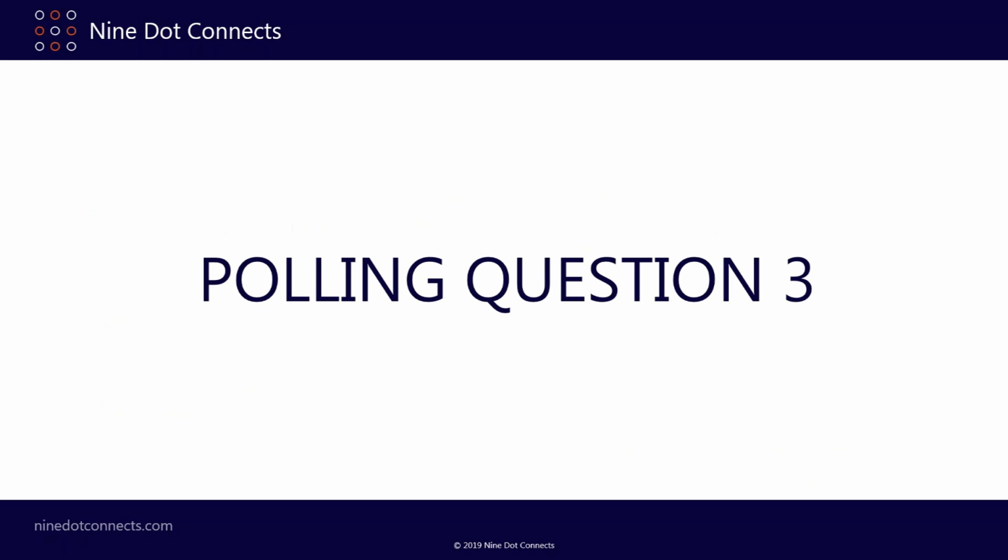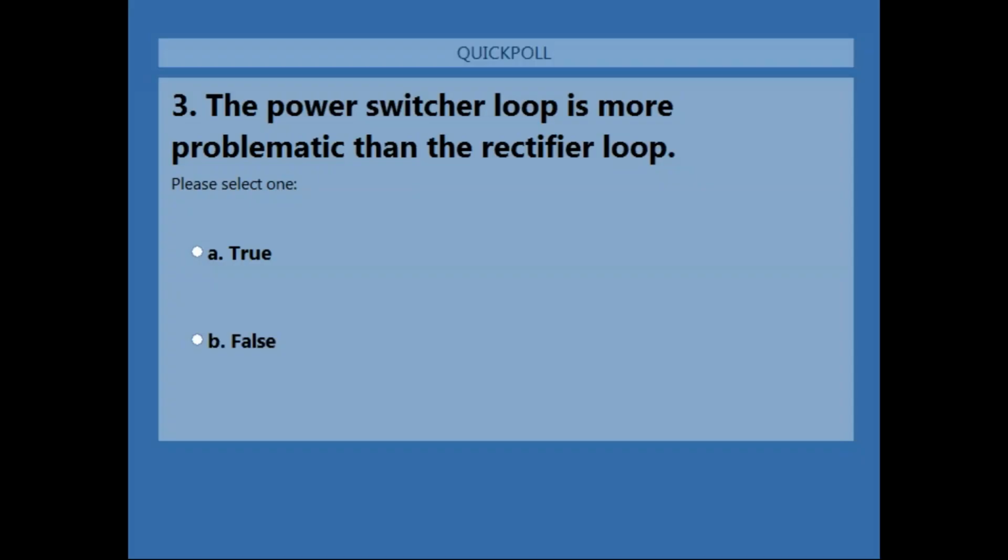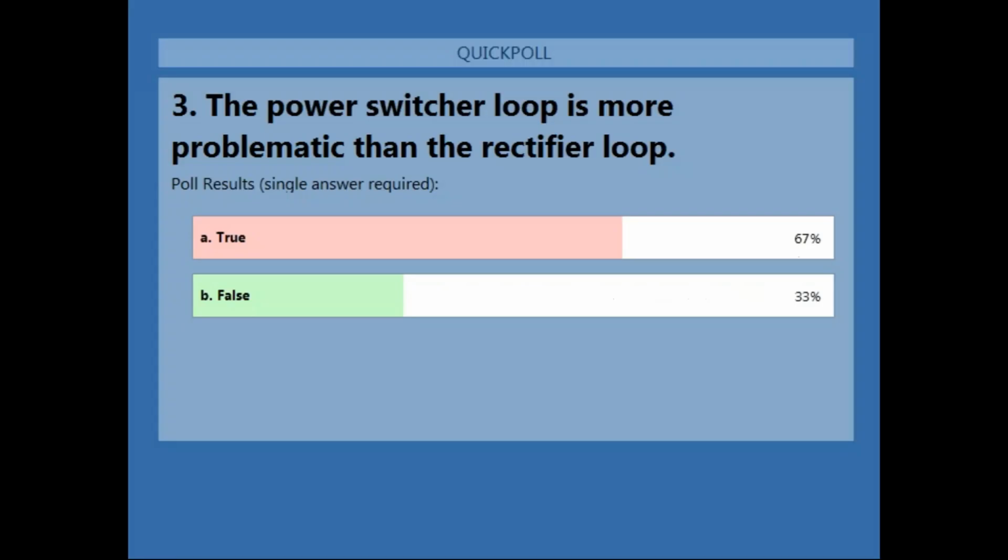So we have another polling question for you. This will be an easy answer, just a true or false. The power switch loop is more problematic than the rectifier loop. Okay, looks like we've got 67% said true. Okay, I agree with you.